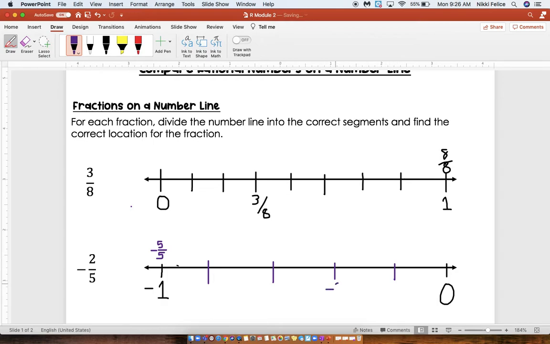This one would be -2/5, -3/5, -4/5. So we try to break it up nice and evenly, and then we can go and start from 0 and start counting our fractions.